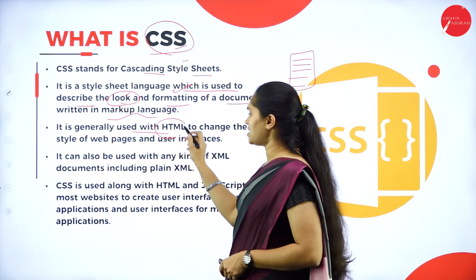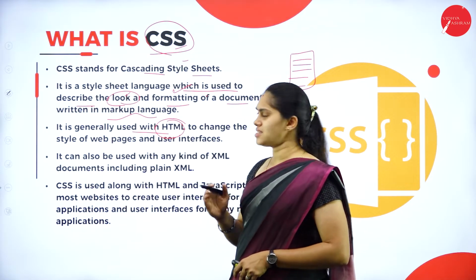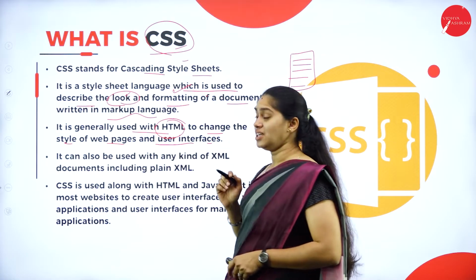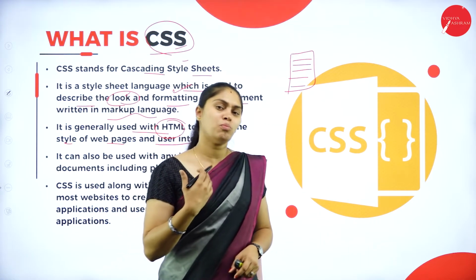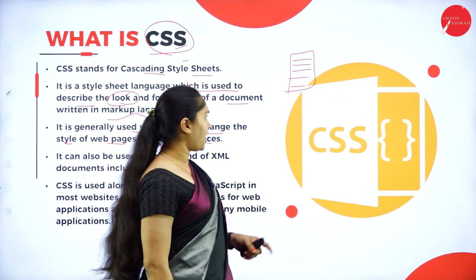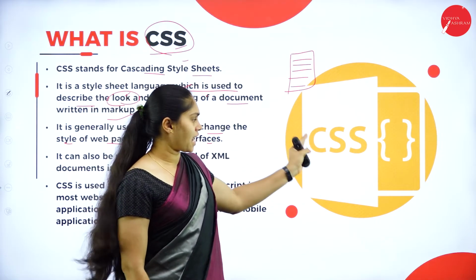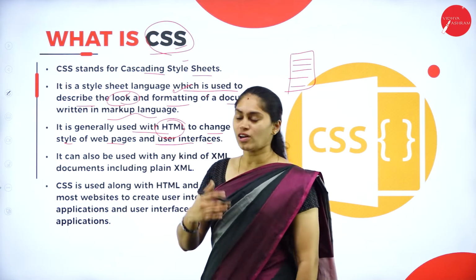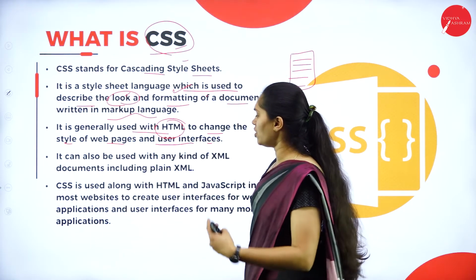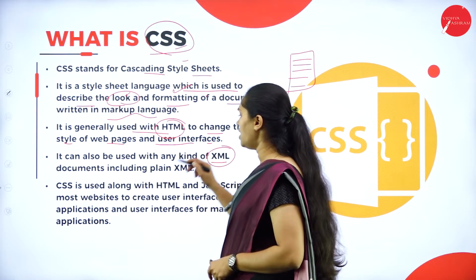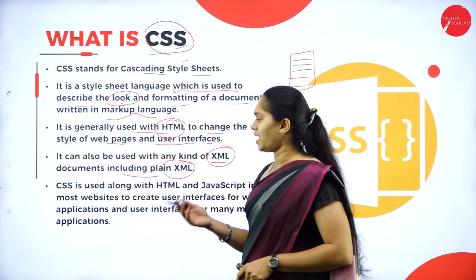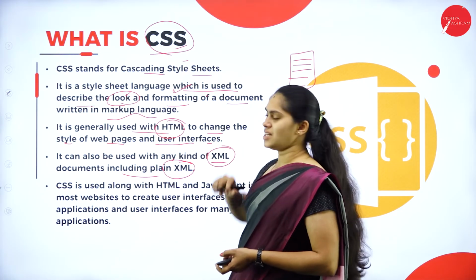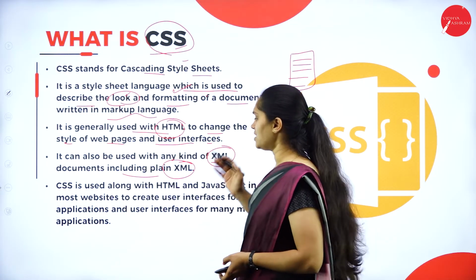Mostly, we use this with HTML or another markup language in order to change the style of web pages and user interface. In order to make it much more interactive, we use CSS to improve the layout and outlook of the web pages. It can also be used with XML, and you can use it with plain XML also. In order to improve efficiency, we use CSS, or cascading style sheet.